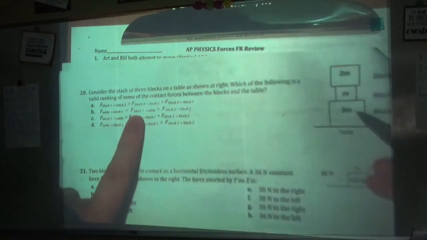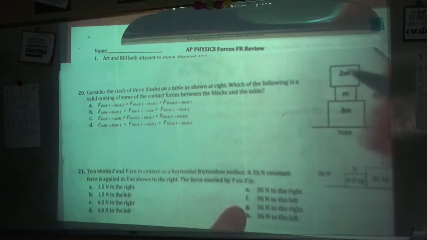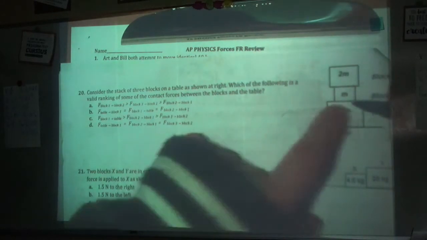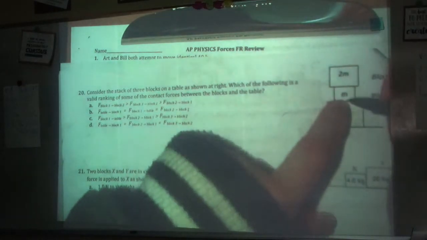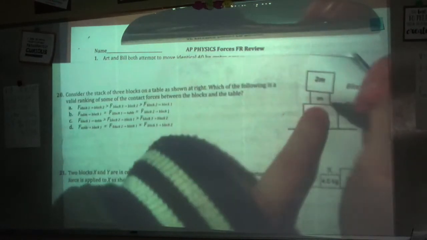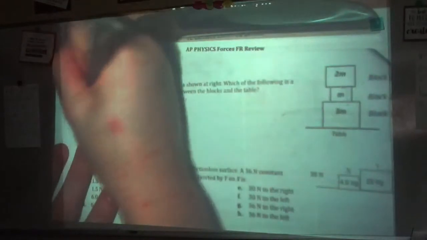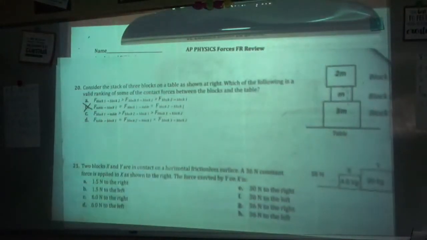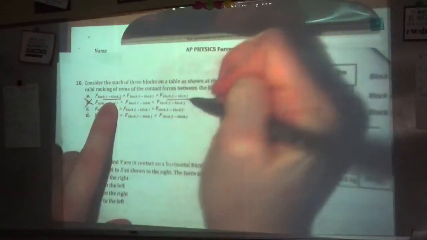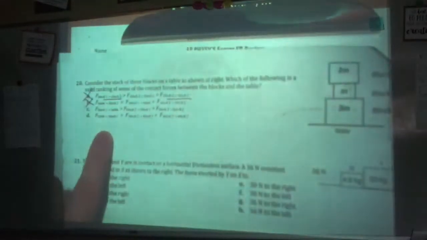Because if you look, the table is holding up 2m, m, and 3m, so all of this weight. So it's holding up 6 mg, whereas block 1 is holding up just 3 mg on the table. So B you can cross off because 2 on 1 is not equal to the table on 1. This one says that 1 on 2 would be greater than 2 on 1. That's not true. They have to be equal, Newton's third law.